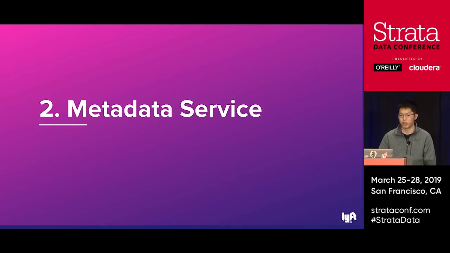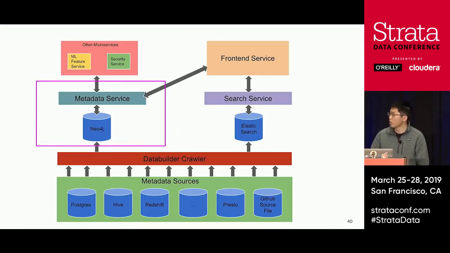So let's move to metadata service. The metadata service is a thin proxy layer to leverage Neo4j as a graph database as a backend engine. So it's serving the metadata request from the front-end service as well as other microservices at Lyft. Currently, there are 2 microservices at Lyft using our service.